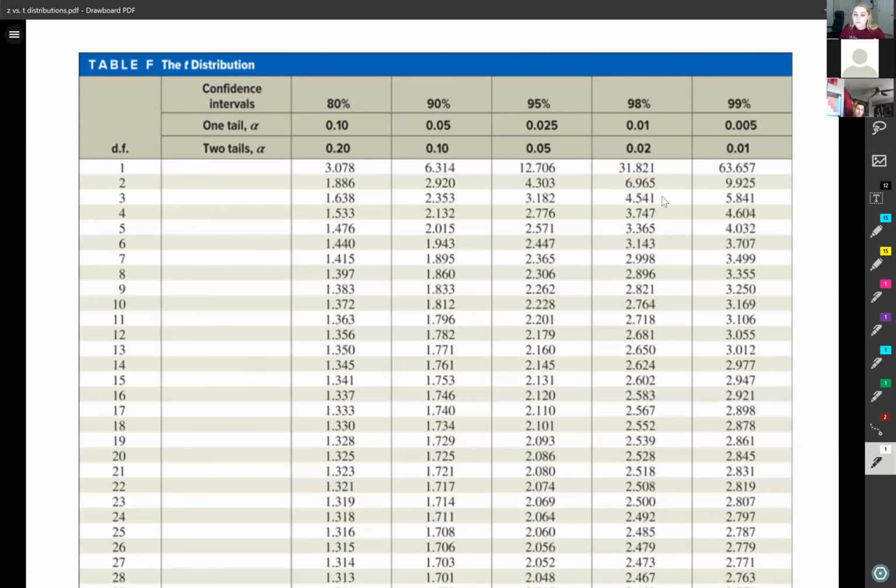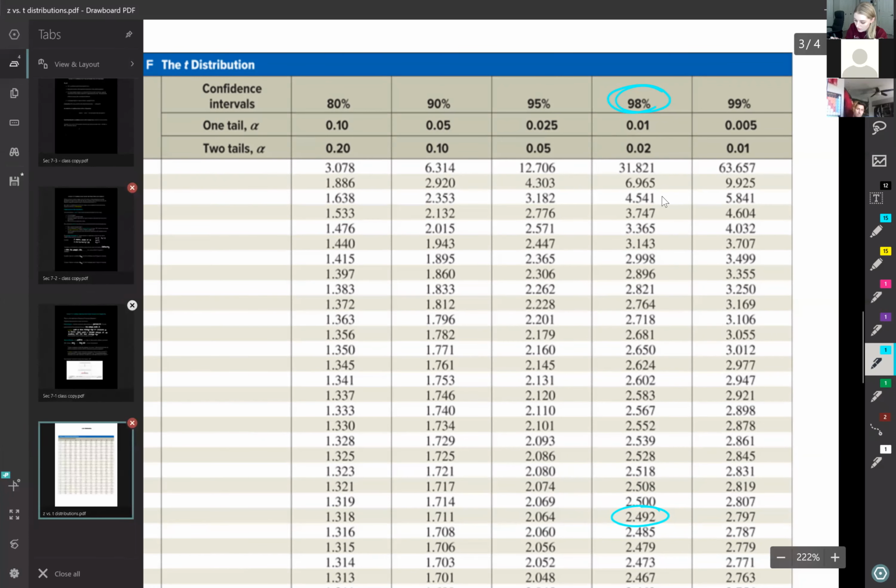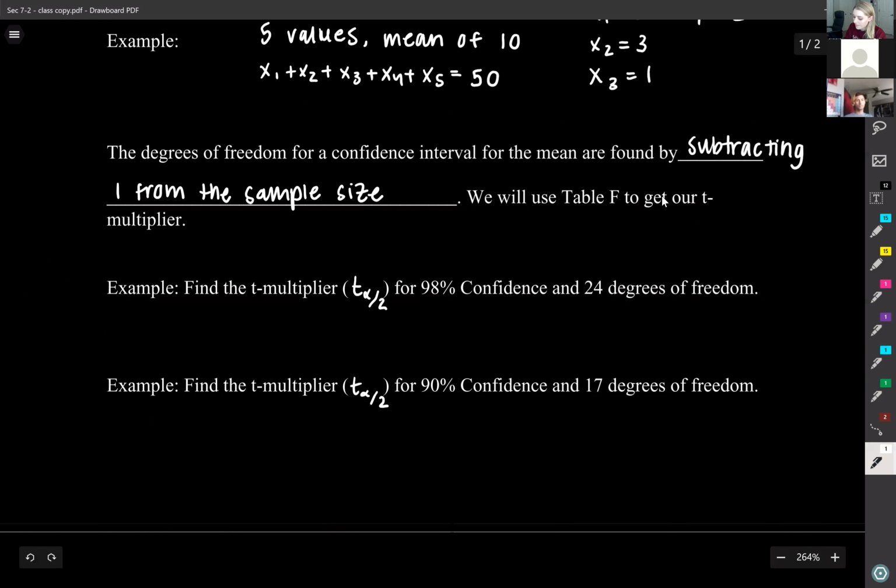Our example said, find the t multiplier for 98% confidence. So I'm going to be looking in this column because I want 98%. And I want 24 degrees of freedom. So I just come down the degrees of freedom column, which is right here, and see where these meet up. And they meet up at 2.492. So that is your multiplier. Previously, we would find the z value, the z sub alpha over 2. But now we just come to this chart, and this serves as your t sub alpha over 2. It only relies on the degrees of freedom and the confidence. So the answer based on the chart was 2.492.